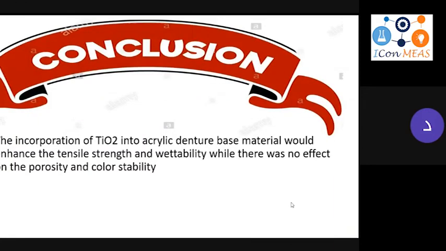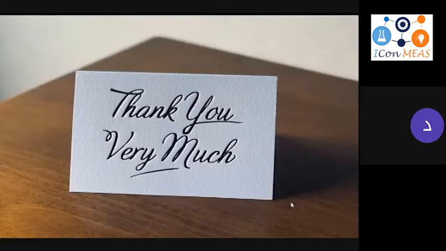As a conclusion of our work, the incorporation of titanium dioxide nanoparticles into acrylic denture-based material would enhance the tensile strength and wettability with no effect on the porosity and color stability of polymethyl methacrylate denture-based material. Thank you for your attention.